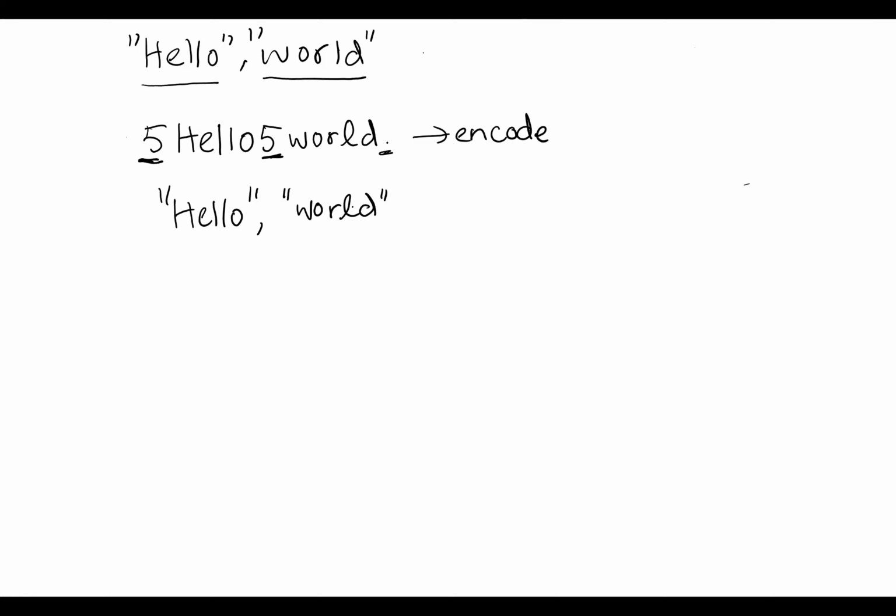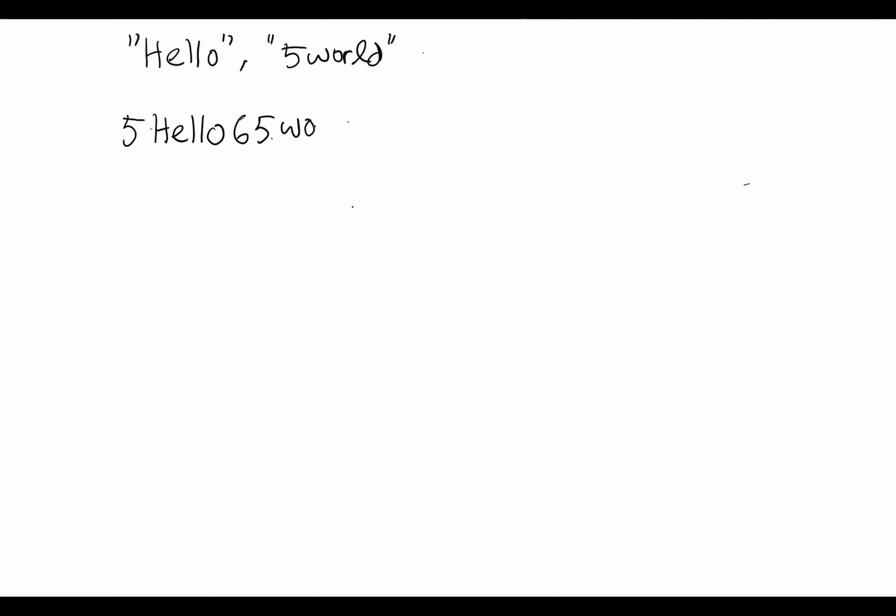Now there is a problem in this approach. Say if my input is something like this, instead of hello world, it's hello 5 world. In this case, my encoded string is going to be something like this: 5 hello, and then, sorry, this will have a length of 6. So it will be 6, and then I will add the string 6 5 world.